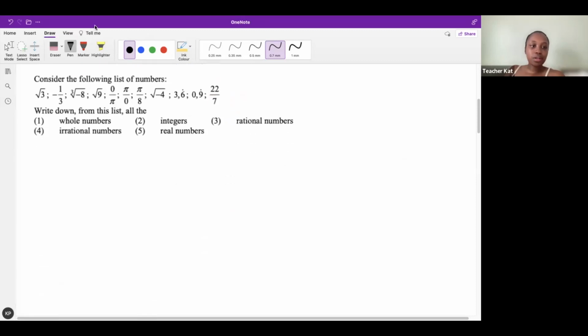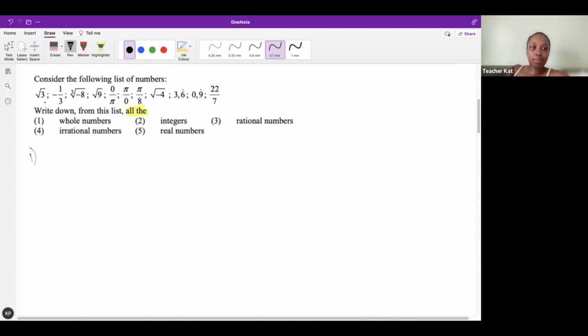Now, consider the list of the following numbers. We have to write down from this list all the numbers that are whole, integers, rational, irrational, and real numbers. So let's get started. I'm going to start with whole numbers, okay? I'm going to go down the list, and you will tell me yes or no, okay?